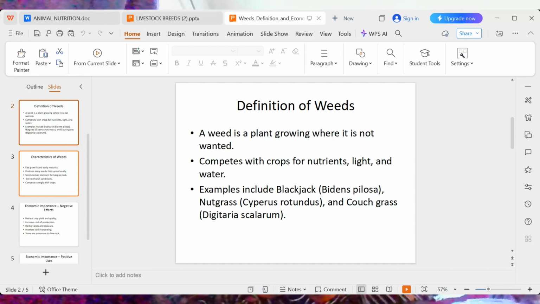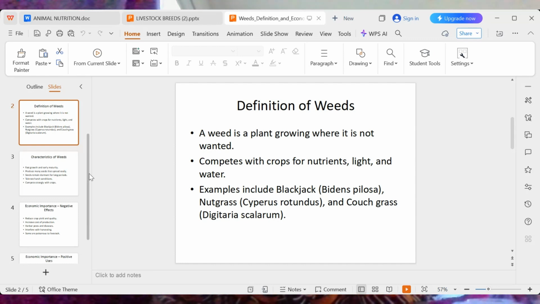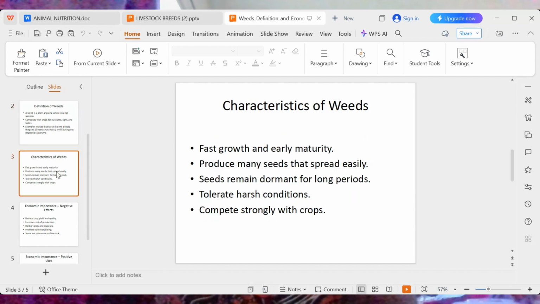Weeds rapidly grow. Yes, they have viable seeds. They are easily dispersed by wind, animals, and water. Okay, very good. Here are the characteristics of weeds. Hope you are seeing my screen very well.